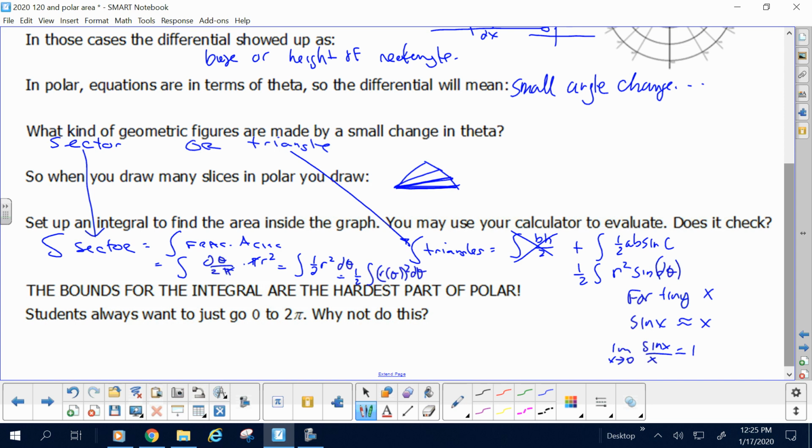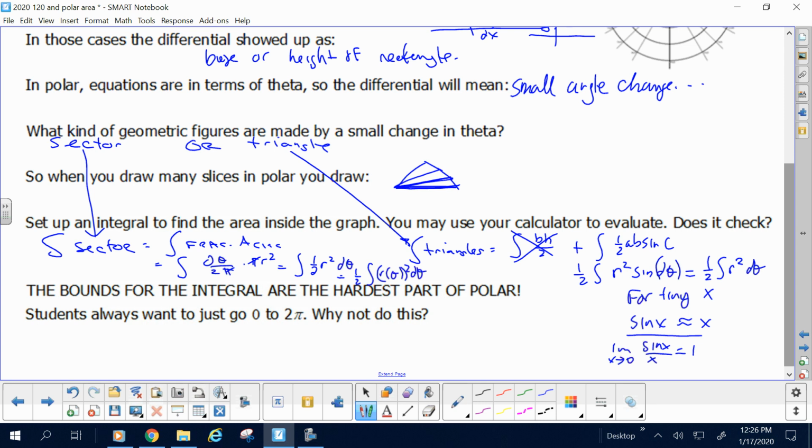So it is no leap: for tiny x, these are the same. It is no leap to then say that this is equivalent to 1/2 r squared, and sine of d theta is just d theta. All right.